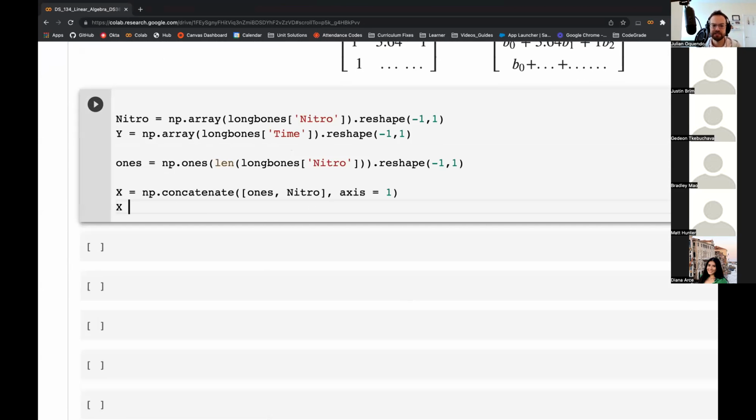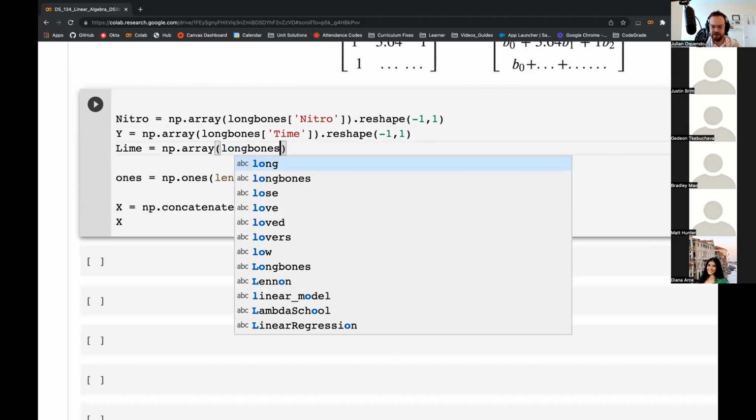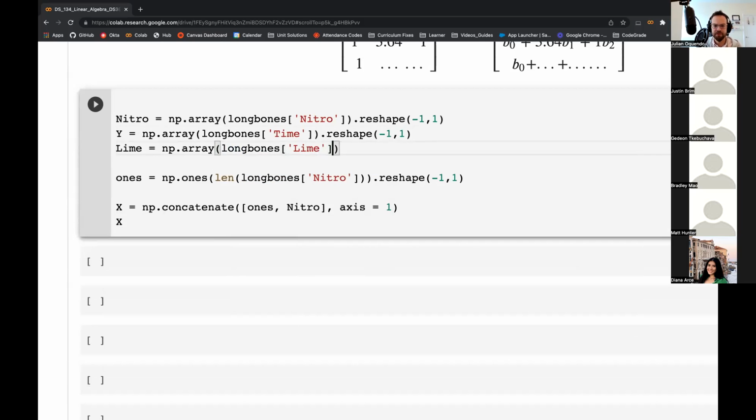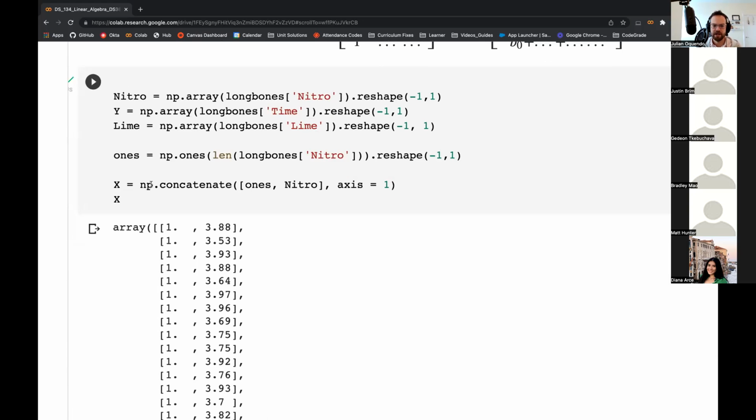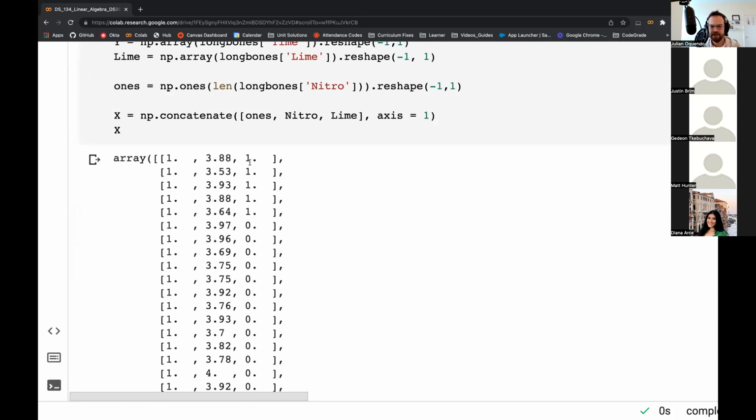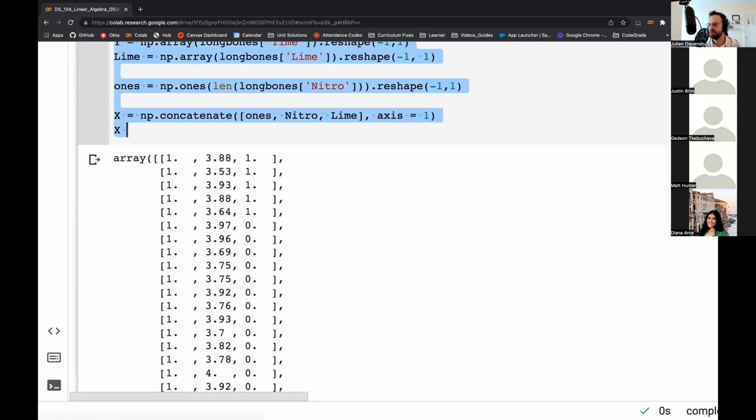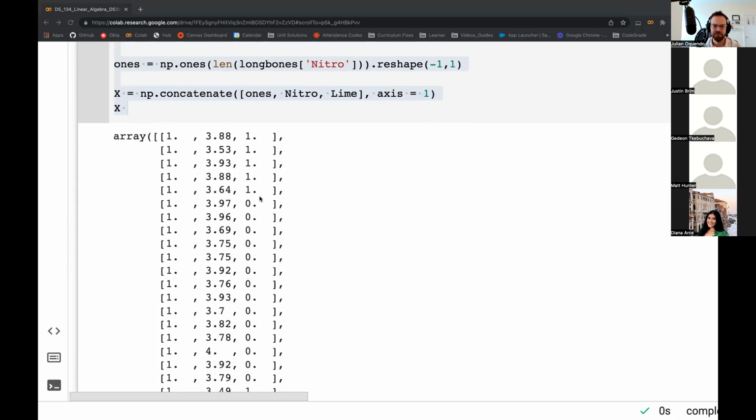The biggest difference is that we're going to take the same process that we did so far and introduce our values for lime. I'm going to add my value for nitrogen, and for lime. I'm also going to reshape these values, -1 to 1. And when I concatenate these values, I introduce my ones, my nitro, and my lime values. Note that this is exactly the same step-by-step process that we did above.